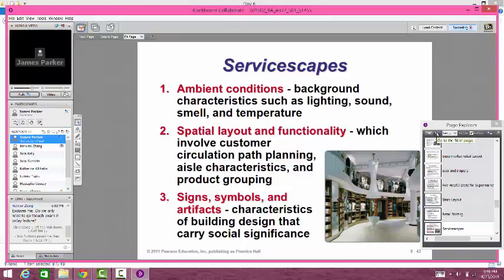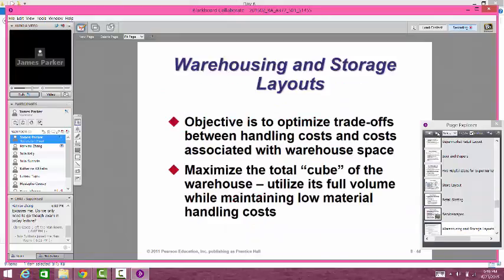Servicescapes, I touched on this before. It depends what they're selling: the sounds, the smells, everything within the store that's going to make you come back, or at least convey the message that they want to send to the demographic they're after.